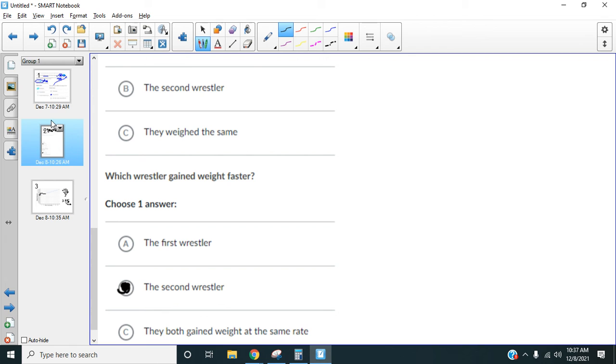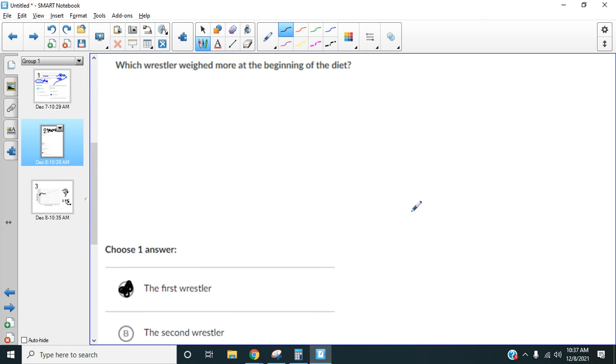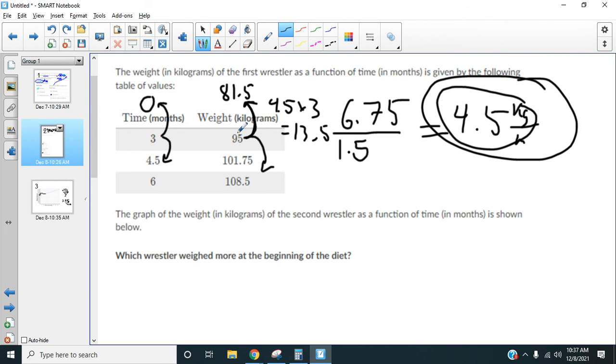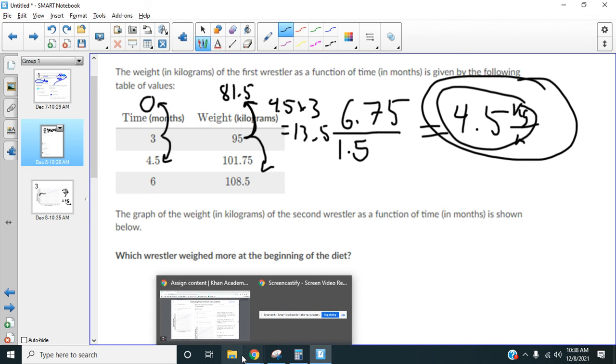So the only difference between this question and the first one was we had to kind of extrapolate from the table, right? We had to figure it out from the table, what our slope was, where they started off, and so on. I'm going to assign that to you. We'll work on that tomorrow at the start of class.